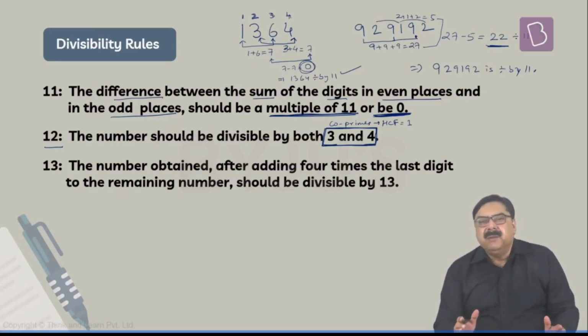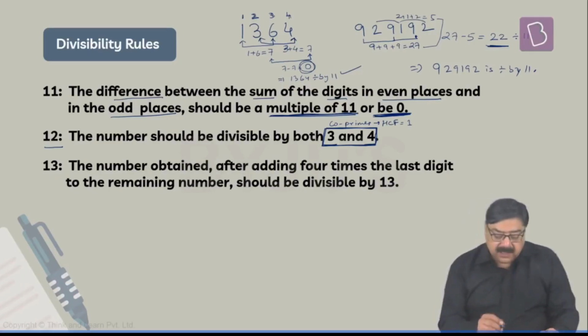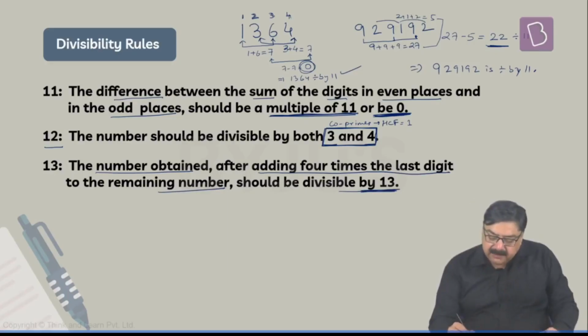13, again you can divide the number by 13. Literally, it will take much lesser time if you just want to know. If you still want to know about the rule, I will give you an example and explain this to you. Now, the number obtained after adding 4 times the last digit to the remaining number should be divisible by 13. Now, let us take an example here.